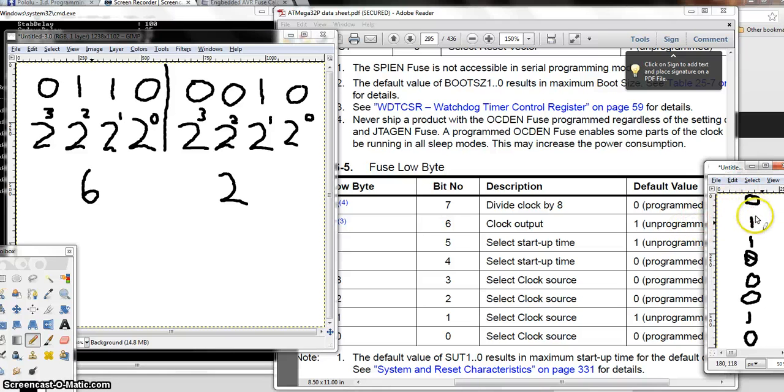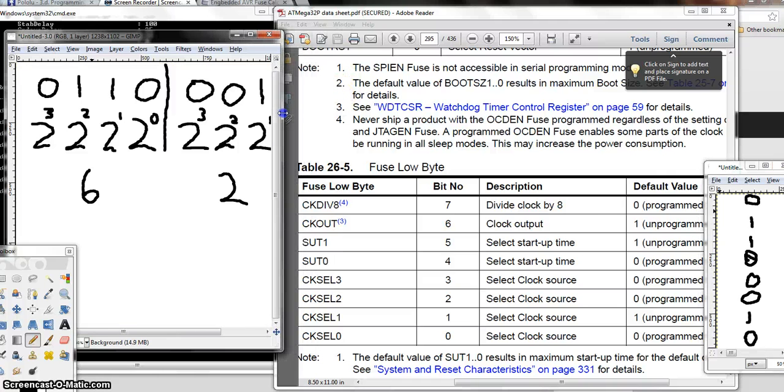The best way is I just realigned this box so that the numbers match the columns a little better. I was confusing myself. So we had the clock division set, clock out not set, SUT1 not set, SUT0 set, and then clock select 3 and clock select 2 were set, and clock select 1 was not set, and then clock select 0 was set.